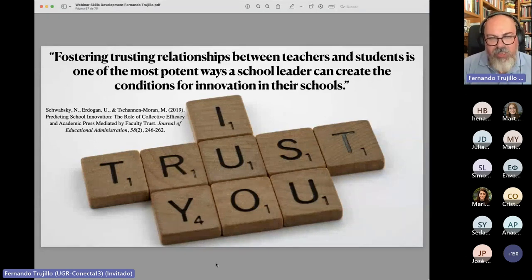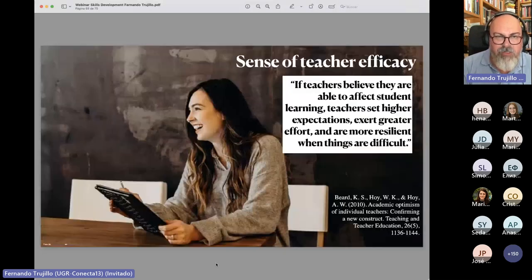So, trust is the cornerstone for academic optimism, and academic optimism is the key for this whole school approach to skill development. But after trust, we need teacher efficacy. That is, we want teachers to believe that they are able to affect student learning, to help them, to be that scaffolding that our students need, to set higher expectations for our students, to exert greater effort from them, and to be more resilient when things are difficult.